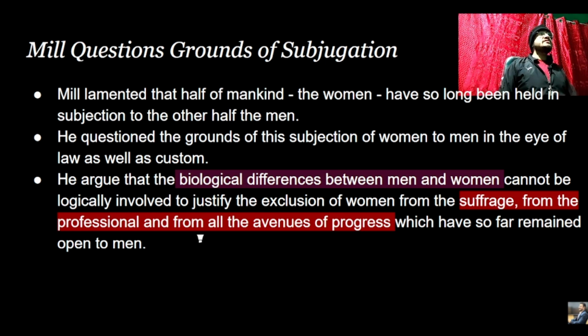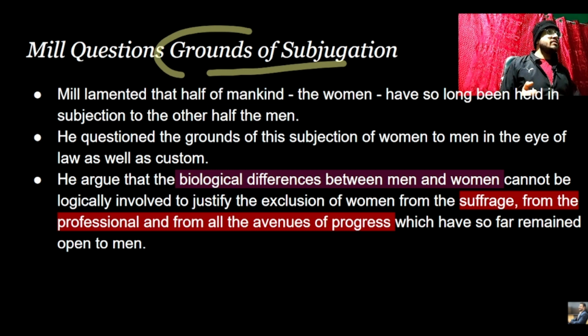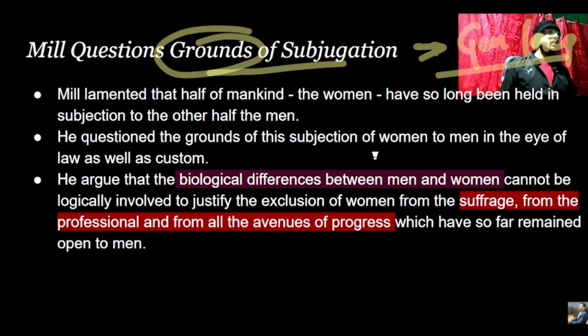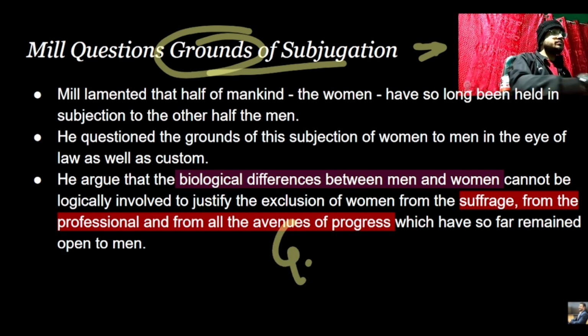All right, now let's see. Mill questions grounds of subjection, right? After challenging, he questions some of the grounds on which women are being subjected, right? So basically, if there is a ground of gender inequality on the basis of which women are subjected, he will try to challenge or question that particular ground, right? How does he do that?